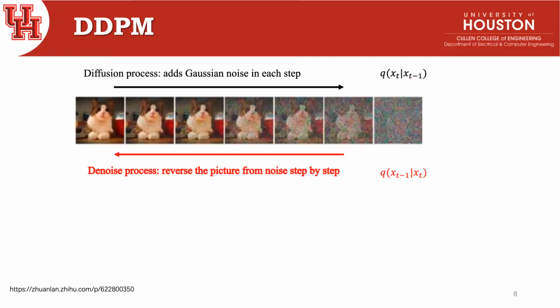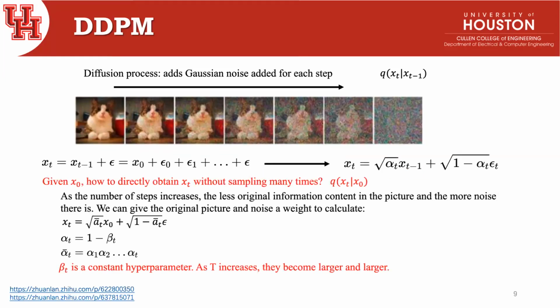Actually, DDPM contains two processes. The first one is the diffusion process. They continually add noise to the real picture until it becomes pure noise. And then the diffusion model reverses this noise back to the real picture. We call it the denoise process. We recover the pictures from noise step by step. I will not give you the math formulation; I will just explain at a high level what the diffusion process is.